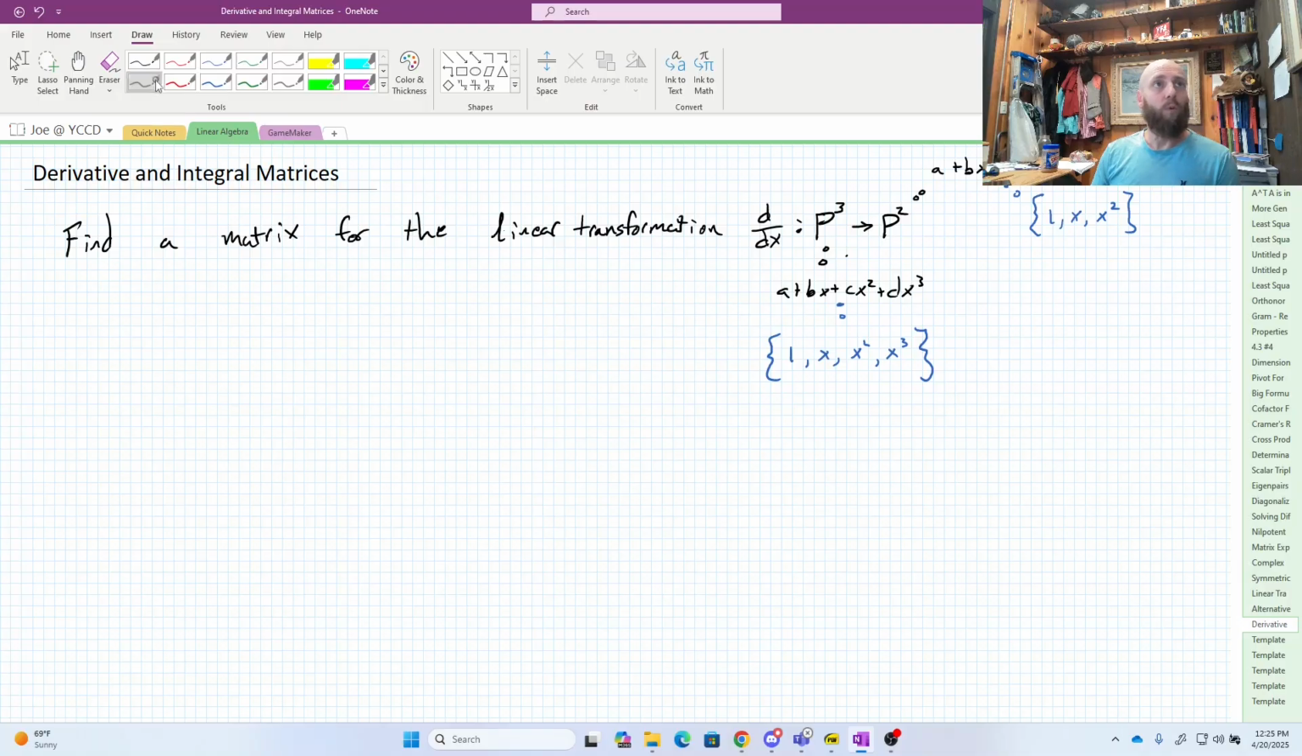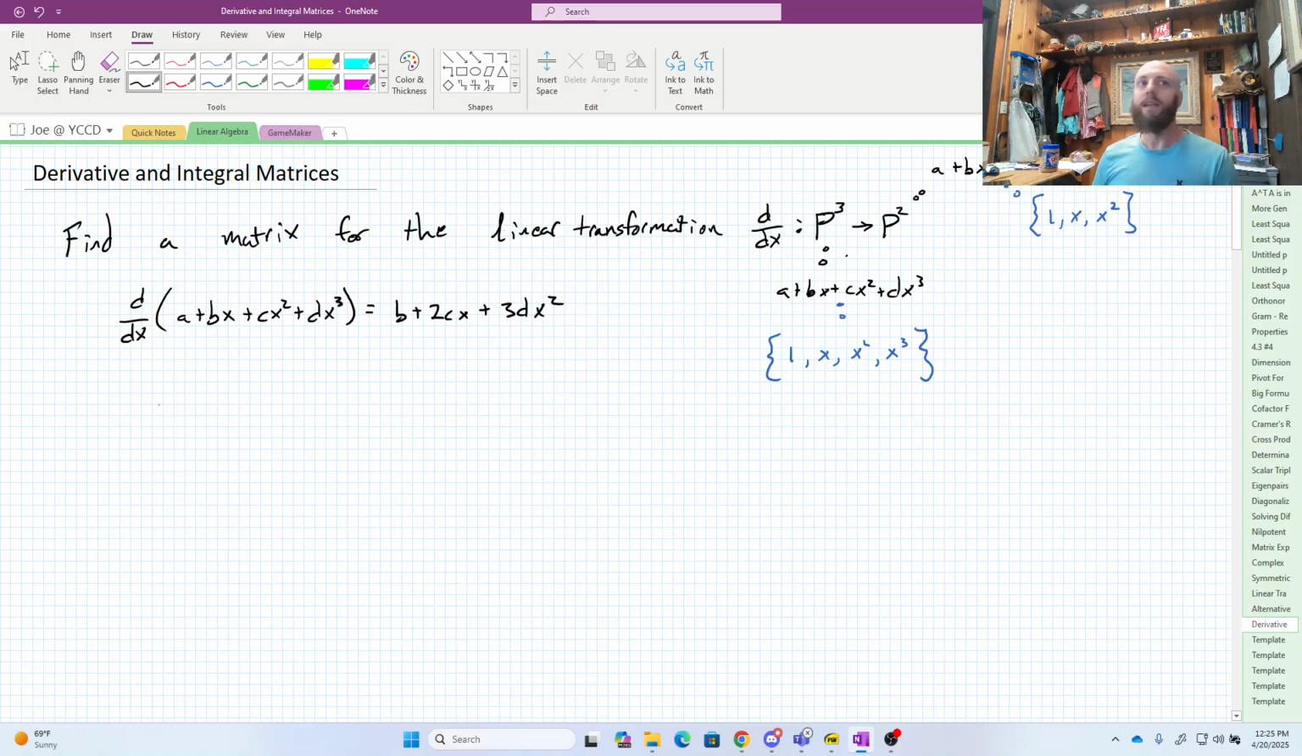So what does the derivative do? I'm going to apply the derivative to a function in P3, a plus bx plus cx squared plus dx cubed. Out of this, I'm going to get another vector. This is going to be a second degree polynomial, so I'm going to get b plus 2cx plus 3dx squared. And then I'm going to go ahead and write down a matrix.